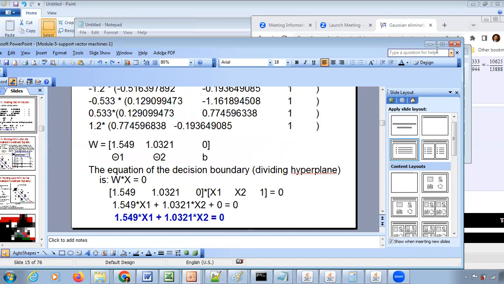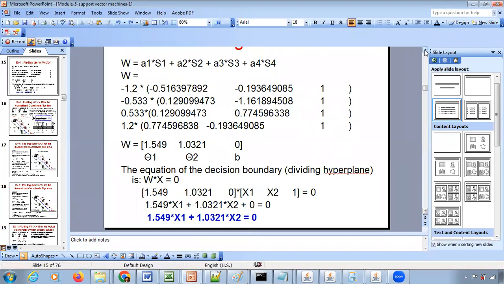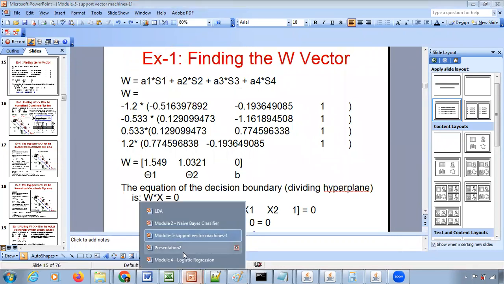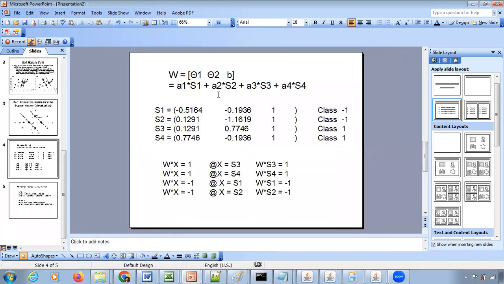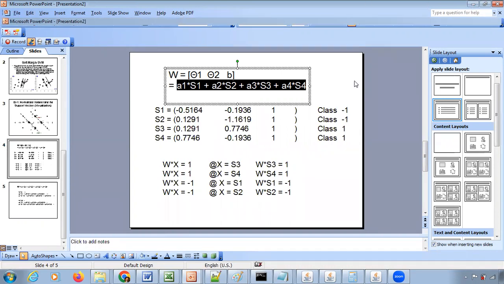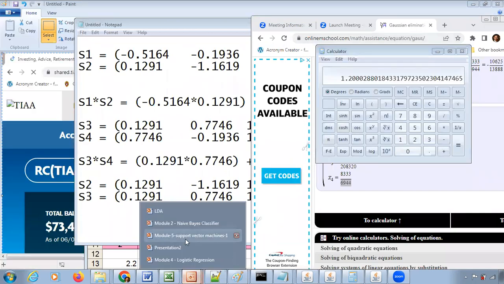So once we find A1, A2, A3, A4, we are not done yet. That's kind of the first step. So we need to find, remember, the weight vector, which is theta 1, theta 2, b. So we just found A1, A2, A3, A4, and we need to now substitute for those coefficient values, and then substitute the support vector values correspondingly, and go through some small math, and that will give you theta 1, theta 2, b. And that's what we're going to do now.